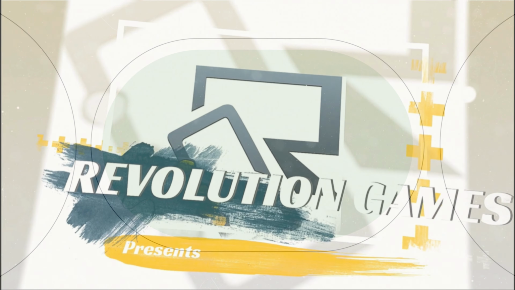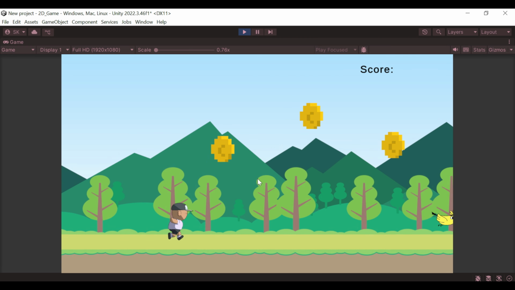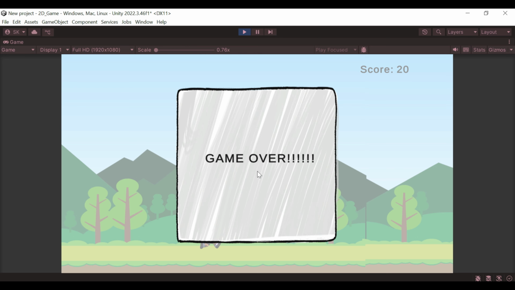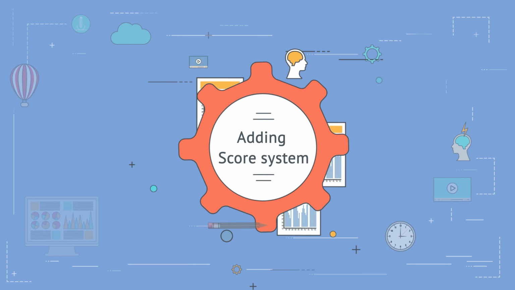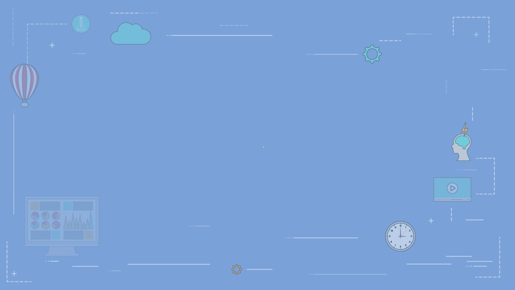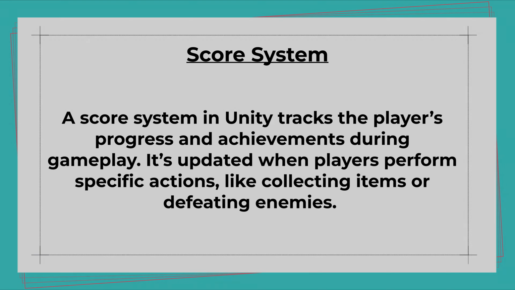In this video, we're tackling an essential feature for any game, adding a score and game over system. These mechanics help track player progress and define when the game ends, giving players a clear goal and challenge. Let's dive right in. A score system in Unity tracks the player's progress and achievements during gameplay. It's updated when players perform specific actions, like collecting items or defeating enemies. You can display the score in the UI to keep players engaged.